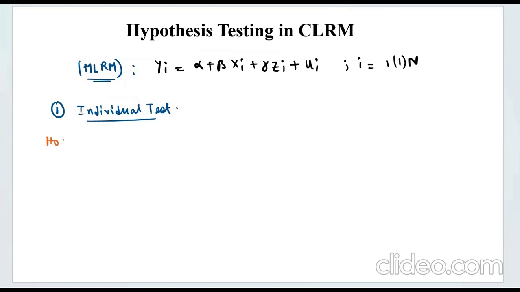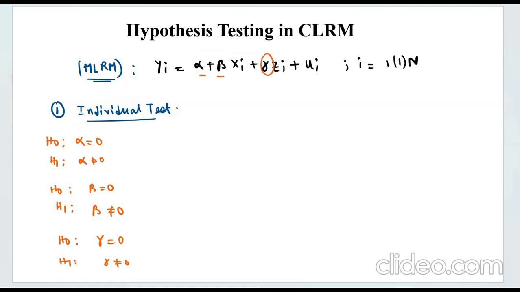Here the first case can be H naught alpha equals to 0 versus H1 alpha not equals to 0. Or the second test that you can conduct, beta equals to 0 versus H1 beta not equals to 0. Or the third thing that you can do, here you see alpha, beta and gamma is another extra parameter. So you can use that as well. Gamma equals to 0 and H1 is gamma not equals to 0. So these are two-tailed tests, and similarly you can define one-tailed tests as well.